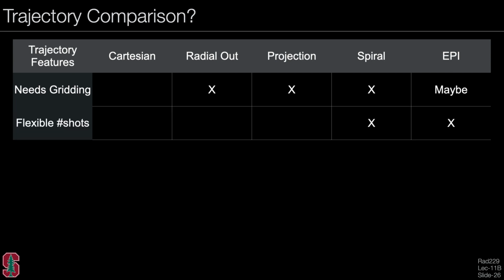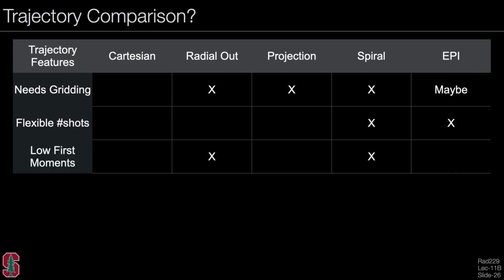We see that for spiral and EPI, we have some flexibility in the number of shots. So we can do single shot imaging or multi-shot imaging, and we have seen the pros and cons of doing both of these. Basically, it's a trade-off between the duration of each interleave or shot and the number of shots, which influences the scan time. We've seen that the center-out trajectories have a nice benefit of low first moments, and this is mostly with radial out imaging and spiral imaging.